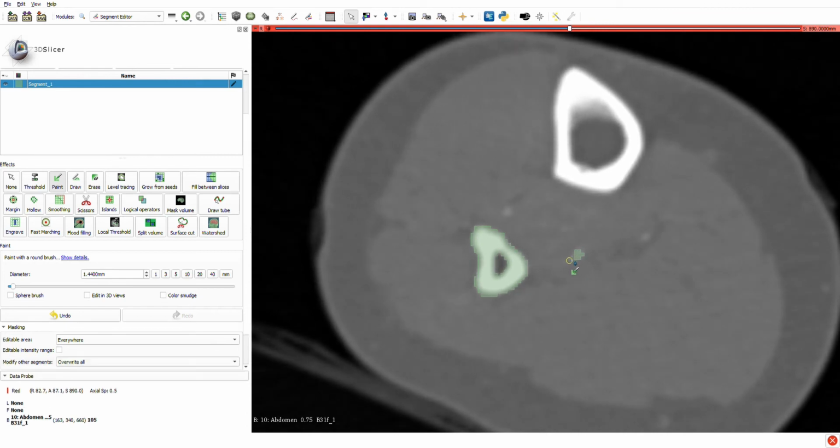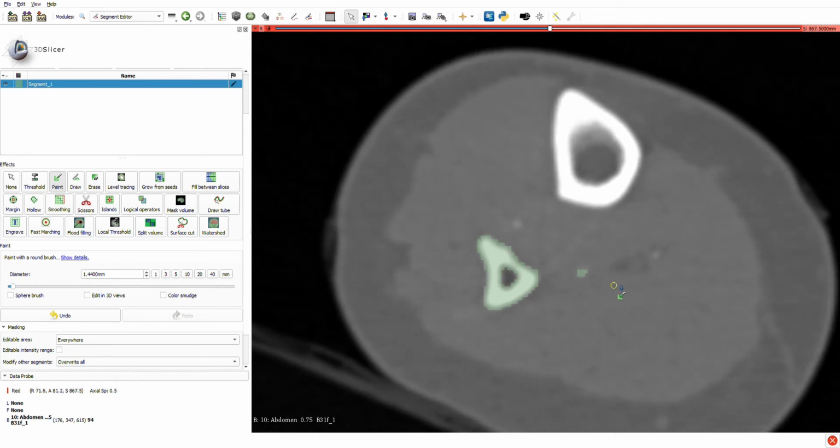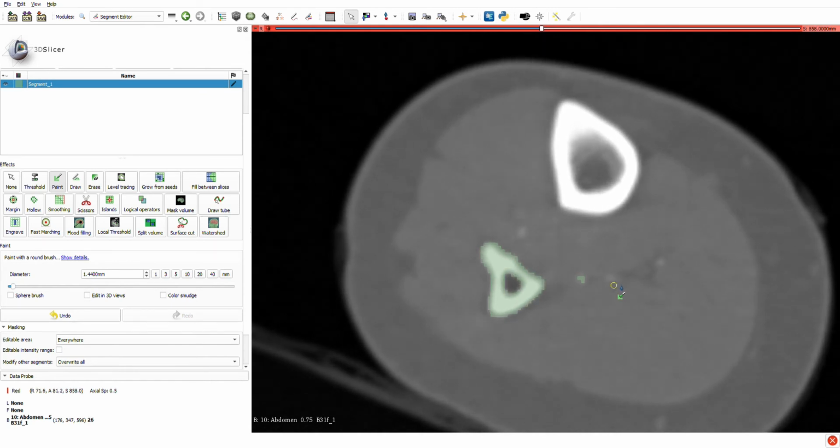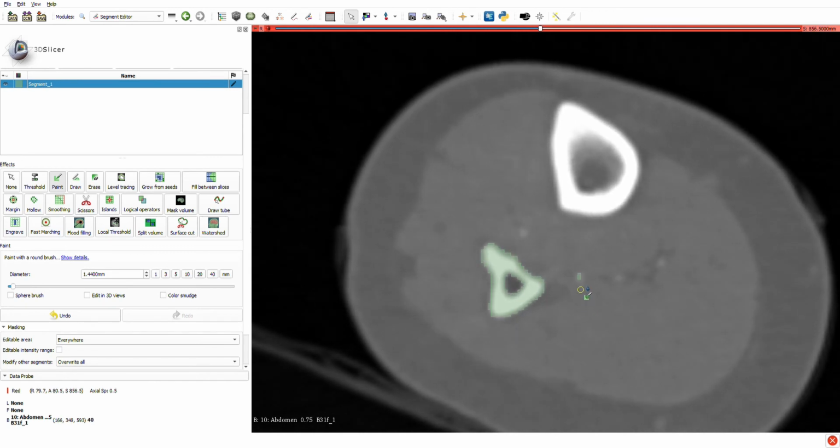Unfortunately, there is one leading at this segment, but I can't follow it distally. Okay, this one should be good.